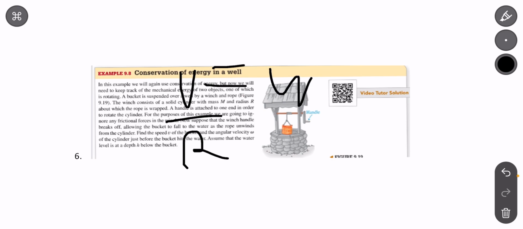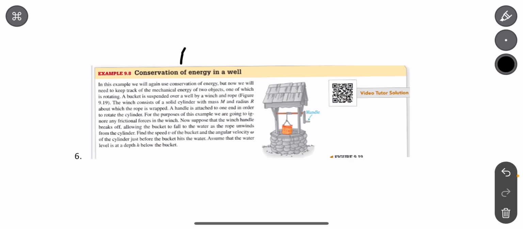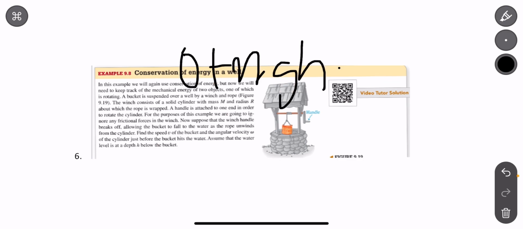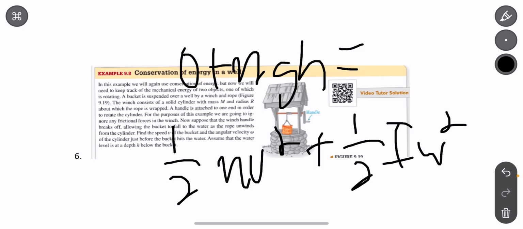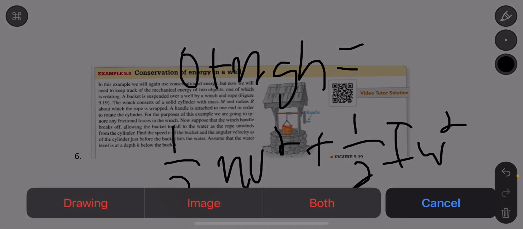It's kind of complicated if you don't understand conservation of energy, but you just have to remember that these are the basic equations. So 0 plus mgh is going to be equal to 1/2 mv squared plus 1/2 Iw squared. Then you basically find the answer.